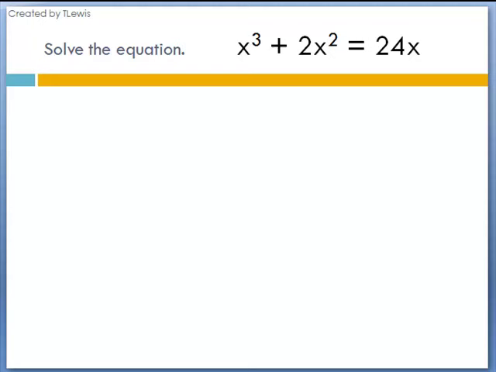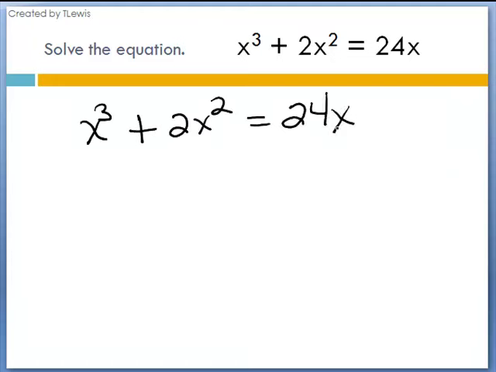Solve the equation x cubed plus 2x squared equals 24x. So for us to solve this equation, we want to factor, but before we can factor this, we have to make sure that this equation is equal to 0. So we're going to subtract 24x to both sides.